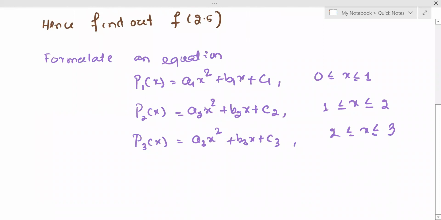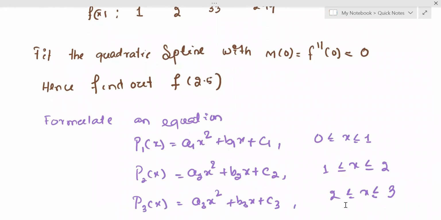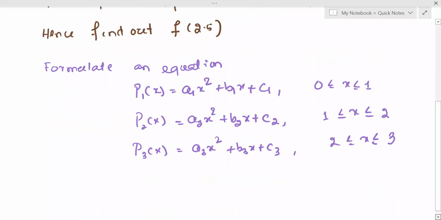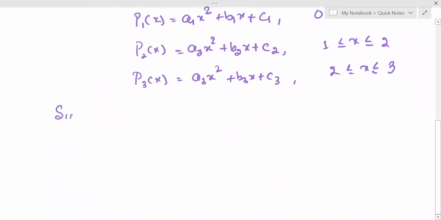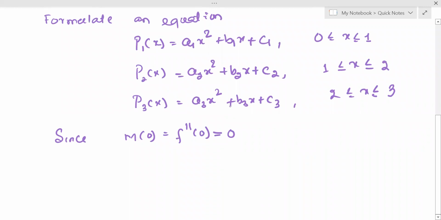Since M0 is equal to F double dash 0, which is equal to 0, we just follow this way. F double dash means the second derivative value is equal to 0. So what is the value? Just we can estimate here.